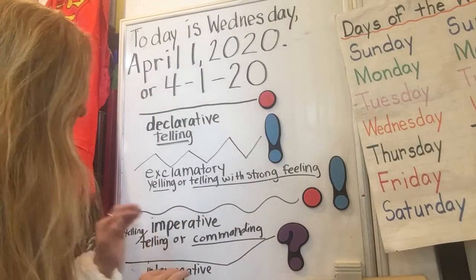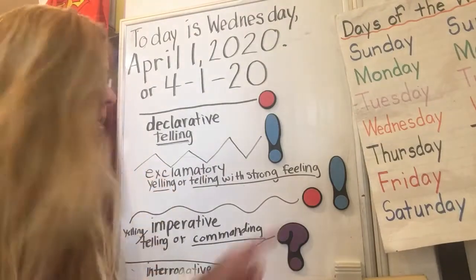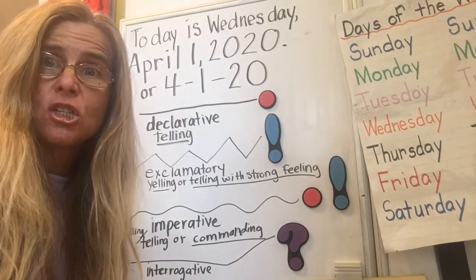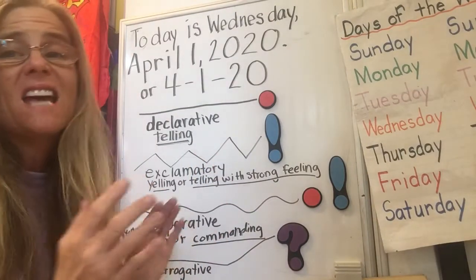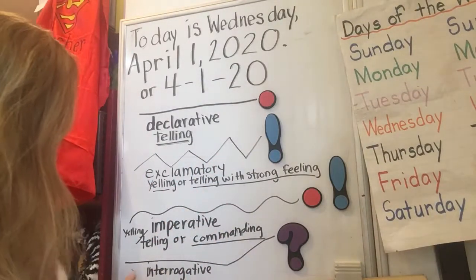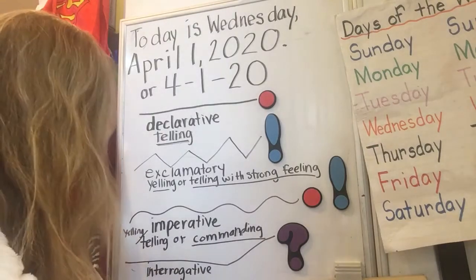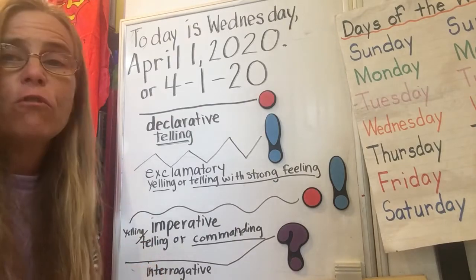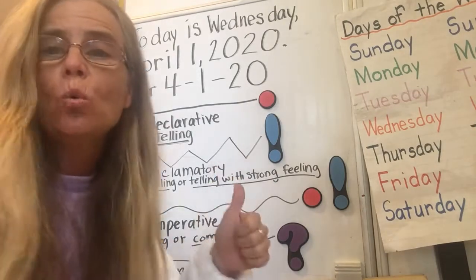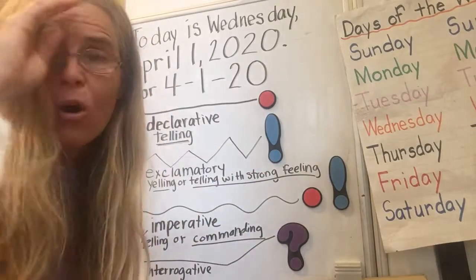Imperative is yelling, telling, or commanding, and it ends with a period or an exclamation point. Either one, depends on how you're telling. And the last kind of sentence is interrogative. And that's an asking sentence, and your voice goes up. Who, what, when, where, why, and how. And I need to know right now.